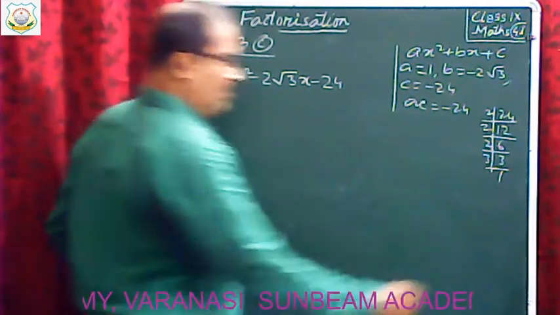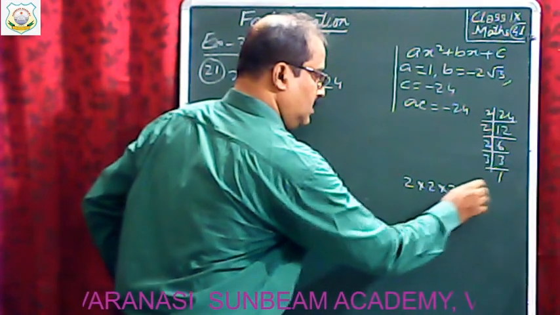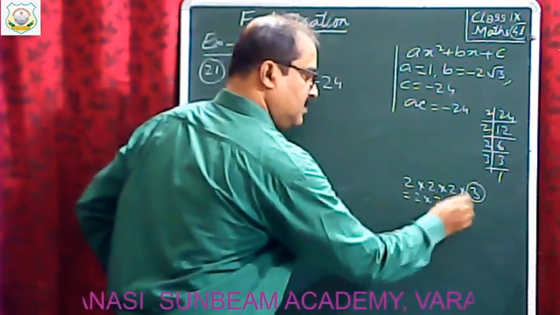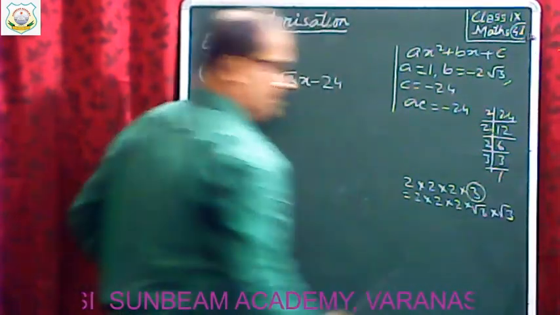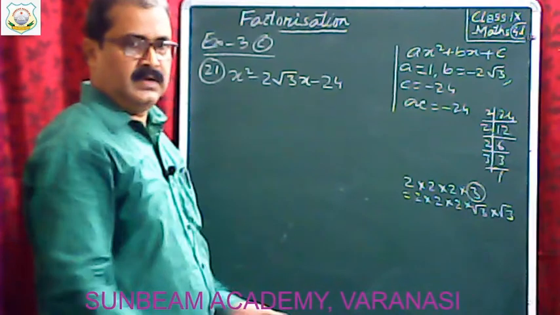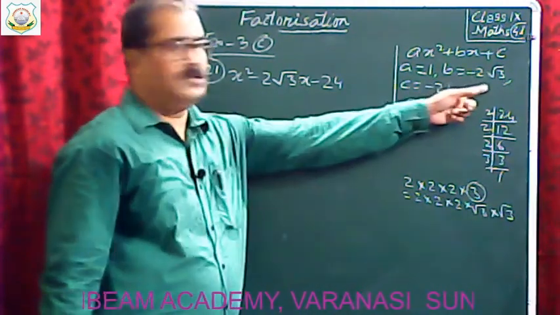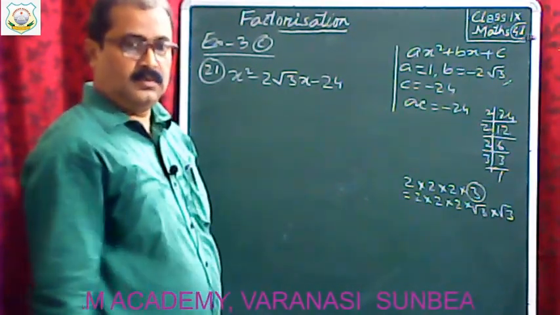Okay, we get the factors: 2 into 2 into 2 into 3. In place of 3, what you have to write? As previous I have done, root 3 into root 3. We multiply root 3 into root 3, again we get 3. Why is it required? Because b is given in terms of root 3. We have to express the factors as root 3.